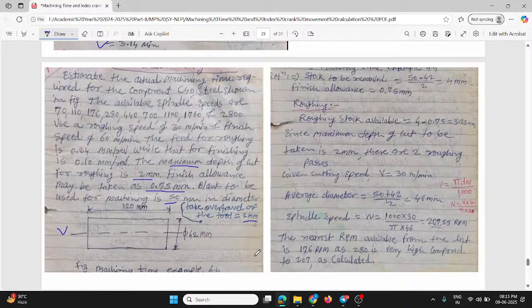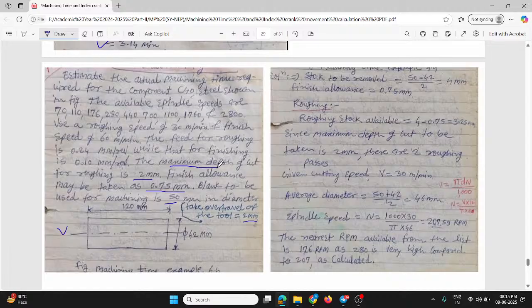So when we go through the data given here, you come to know the spindle speeds which are available on the lathe machine. From this you come to know that whatever RPM you have calculated, you are supposed to take the values nearer to that particular RPM. Okay.